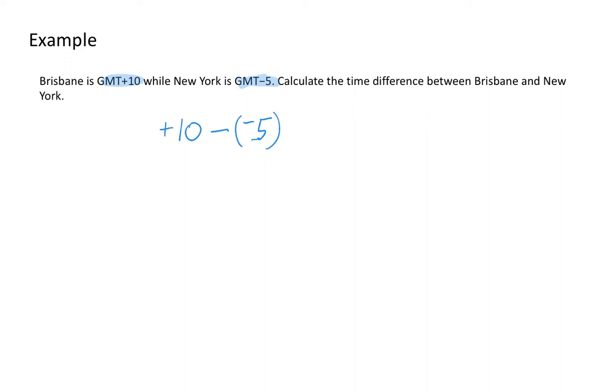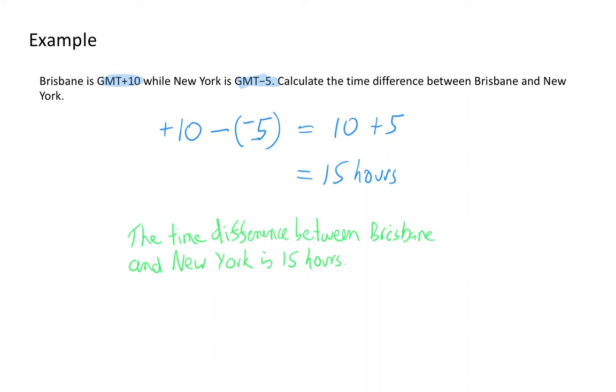Just remember that it is still a negative 5 when we're taking it away. Because when we are subtracting a negative number, it becomes a positive, that calculation really becomes 10 plus 5, which is equal to 15 hours. So the time difference between Brisbane and New York is going to be 15 hours. Let's have a look at a second example where we are calculating with different time zones.